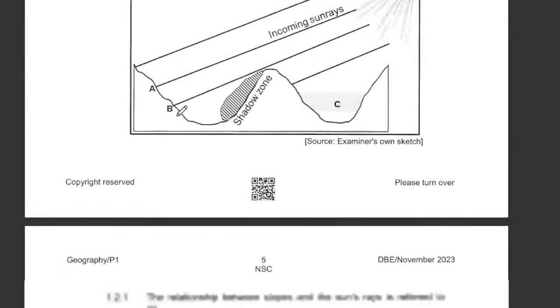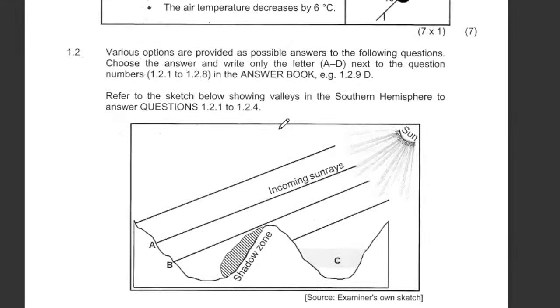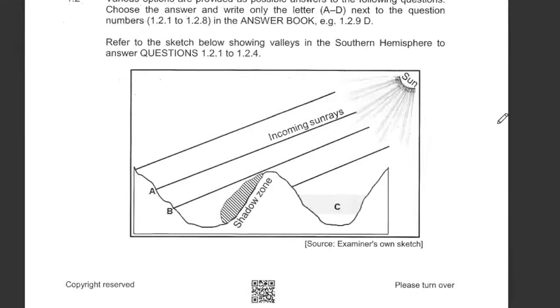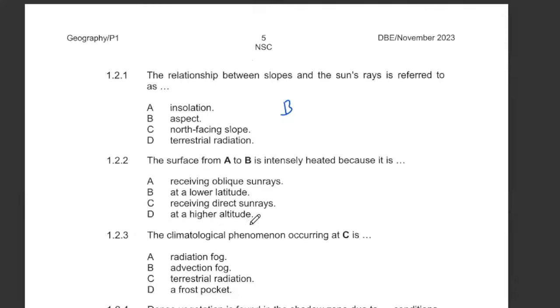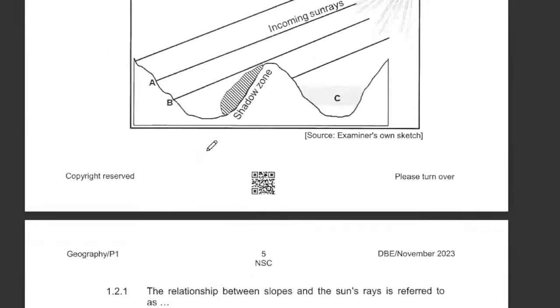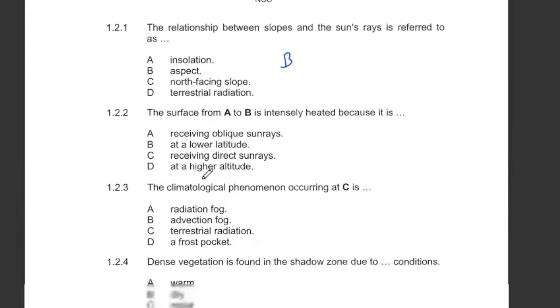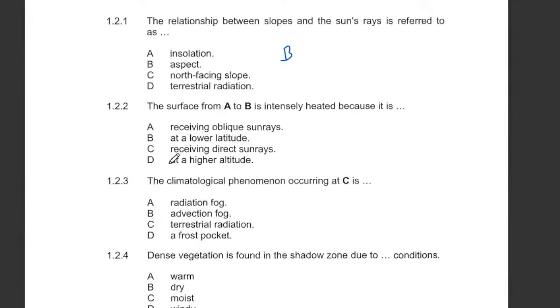Go to 1.2. It is indicating the slope aspect issues. You have this slope that is getting direct sun, and this one is in the shadow zone. Okay, let's try to answer the questions. The relationship between the slope and the sun's rays is referred to as aspect. The surface from A to B is intensely heated because, number one, the higher altitude is receiving direct sun rays, B at a lower altitude, also receiving oblique sun rays. So the answer there is C.